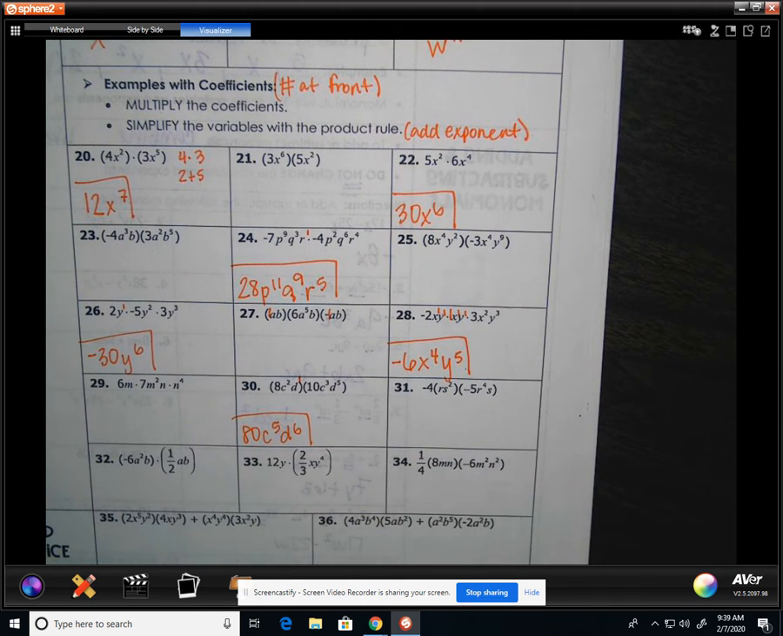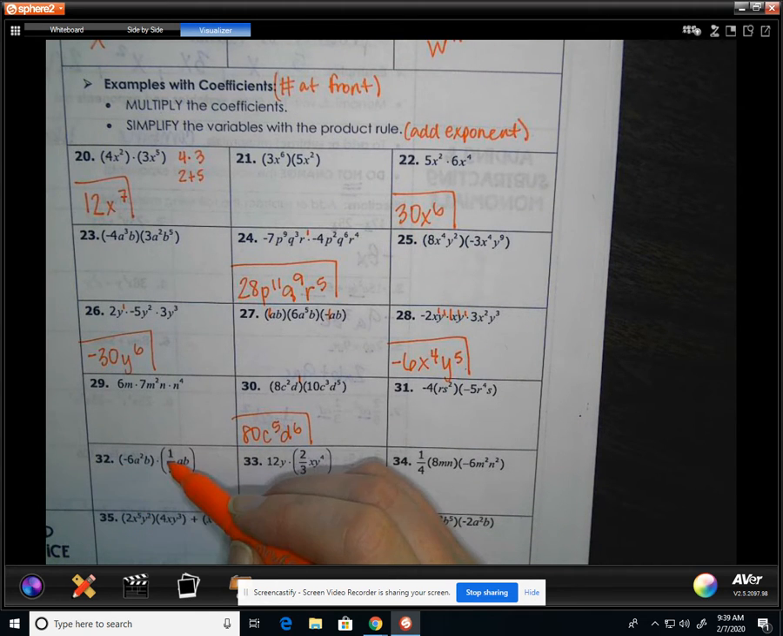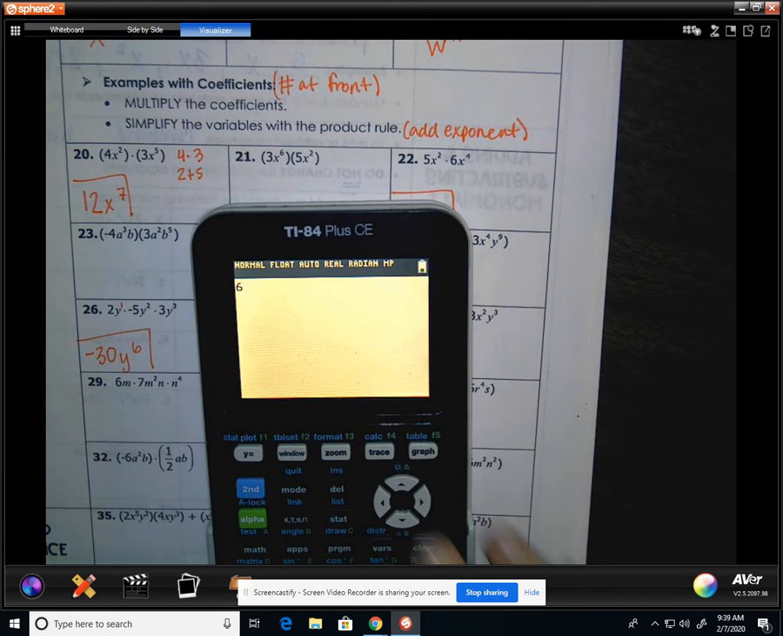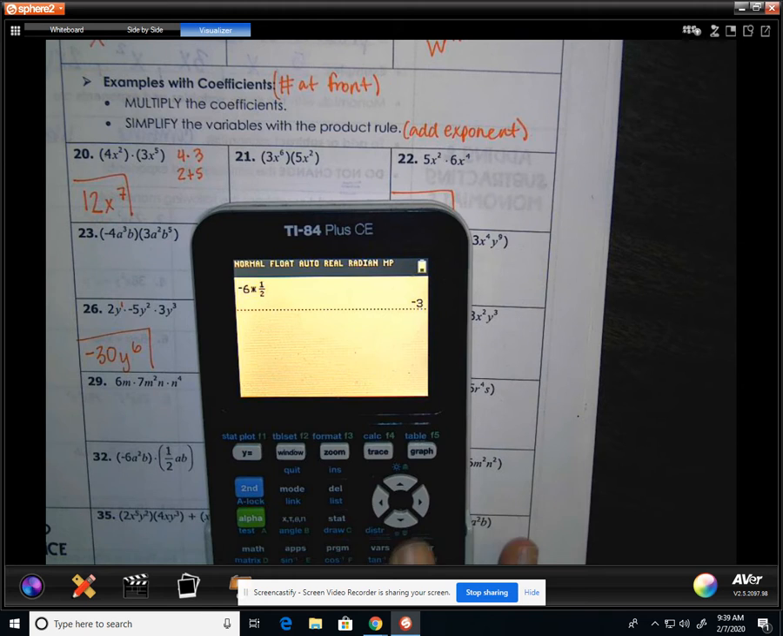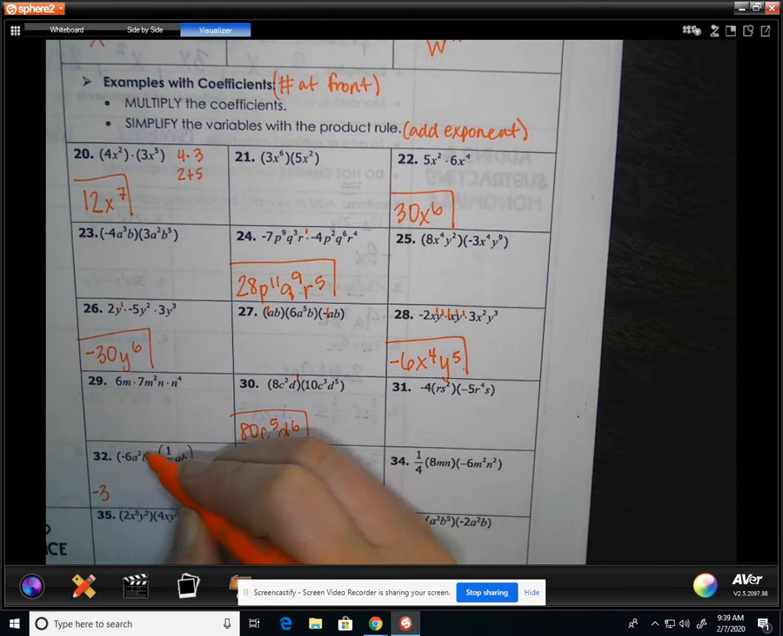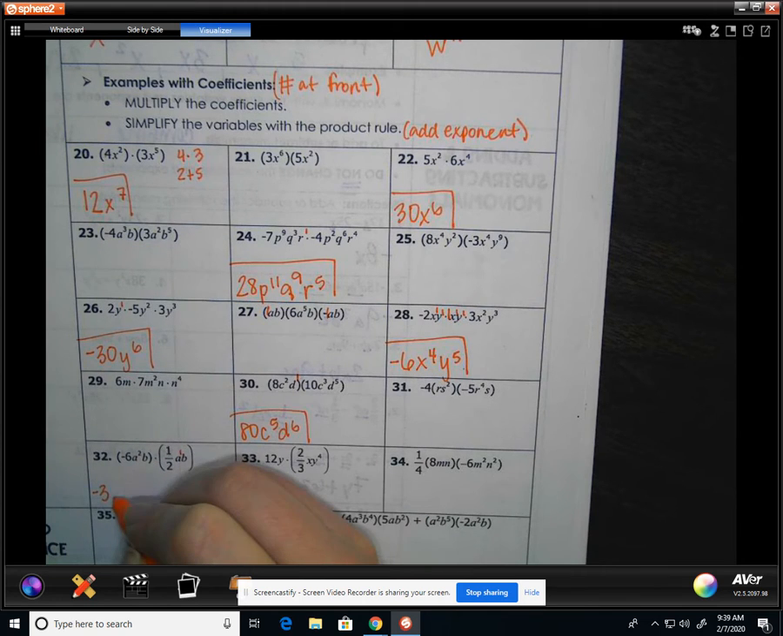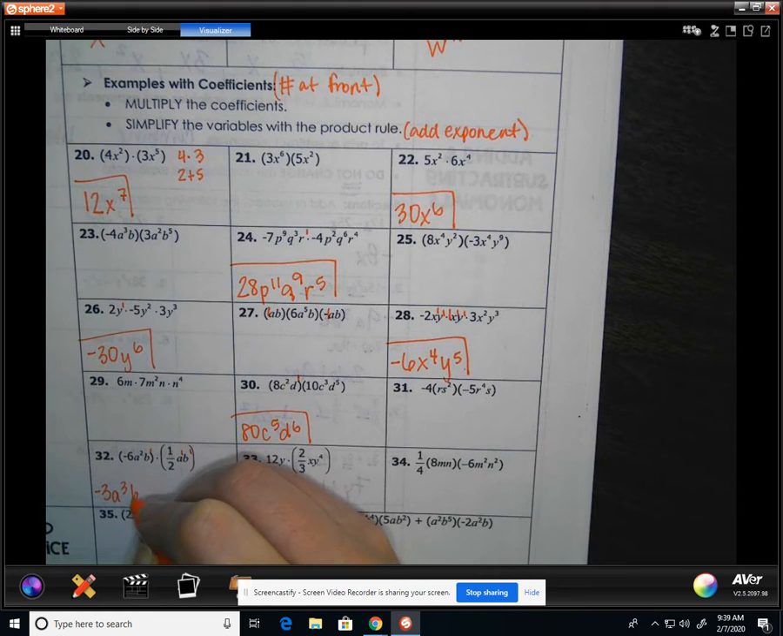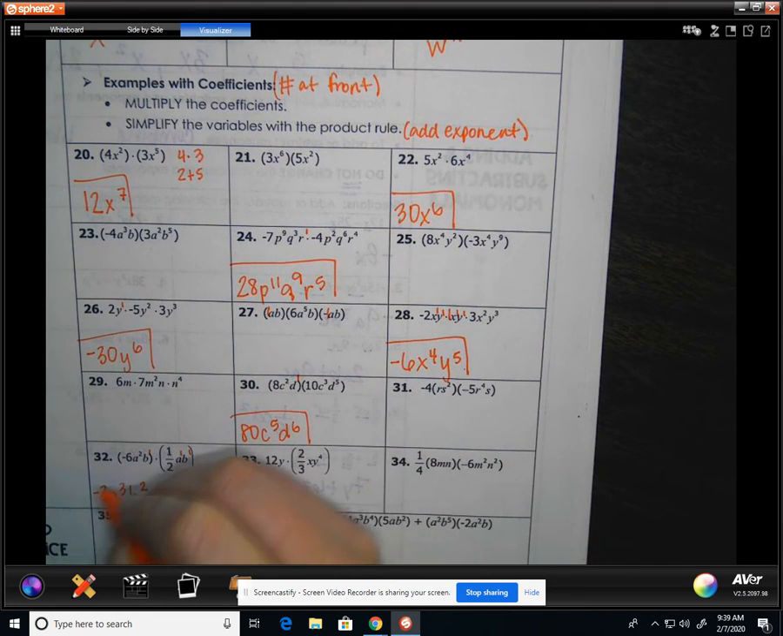For 32, don't let those fractions be hard. We're going to do -6 times 1/2, and if you want to see this in your calculator, it helps if I type it right. -6 times 1/2 is -3. And then a's first, so 2 plus 1 is 3, so a to the 3rd. 1 plus 1 is 2, so b squared.